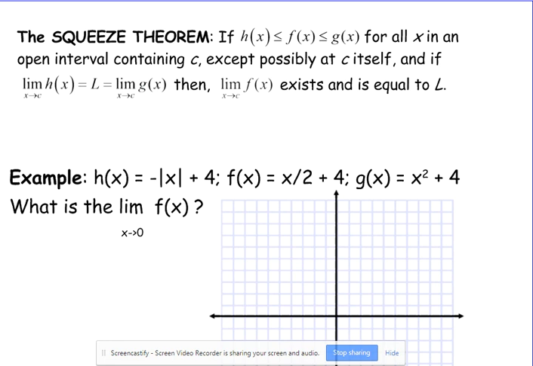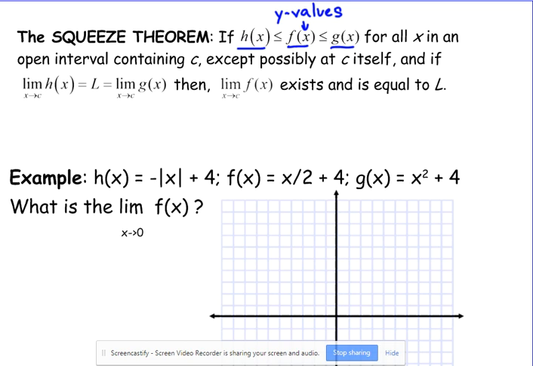So the squeeze theorem involves 3 functions. We've got h of x, f of x, and g of x. Now notice, this is very specific. This is talking about the y values, okay? So the y values of this middle function, f of x, are always between the y values of h of x and g of x. H of x is the smallest function here, g of x is the greatest function here. The y values for f of x are always in between, or they are equal to the y values of these other 2 functions. And it says for all x in an interval, okay?